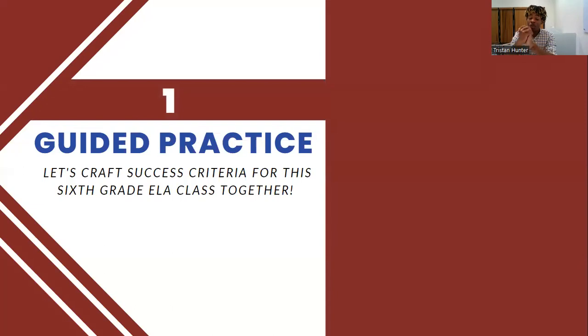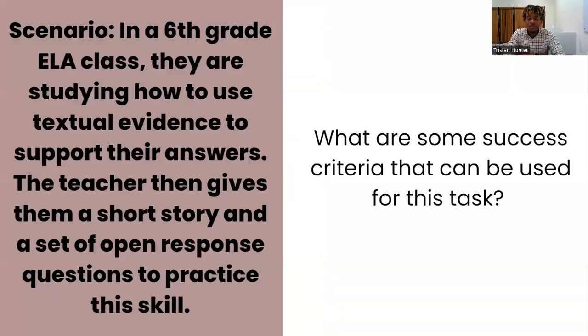So here's a good point where we're going to pause for a second, or if you're watching this now, I want you to pause, because we're going to take a second to do a guided practice. So we're going to think through this together. What I want you all to do is just think about the success criteria of a 6th grade ELA class. I have a scenario for you, and I want us to take a look at this scenario to talk about what success criteria could possibly look like in this class.